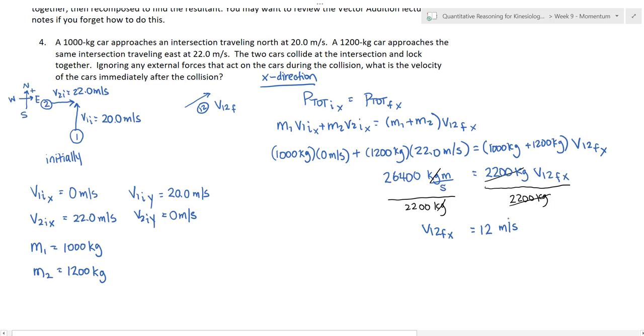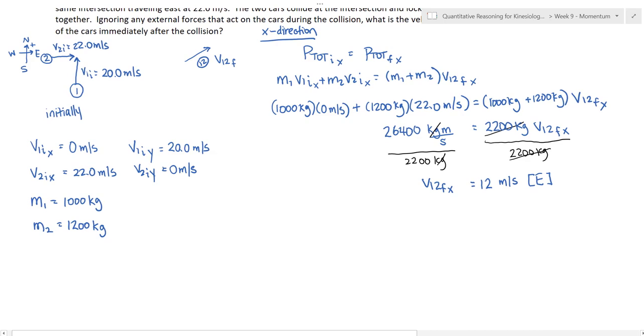Okay, so it's a positive value, implying that it's going to the right. So I'll just put that, actually it's going east. So I'll just put that in here so that I remember. It's positive, we're doing the x direction. X direction is either east or west, but since it's positive, it's east. So we're going to do the same thing over again, but this time with the y direction.